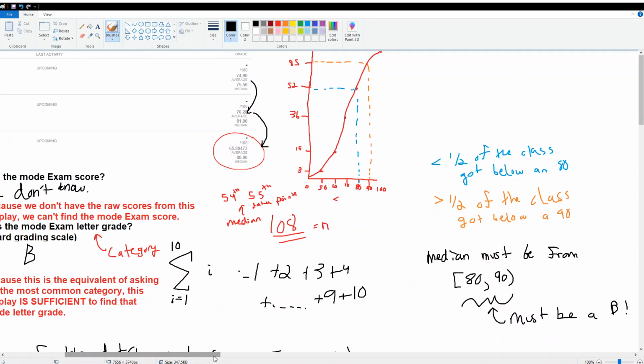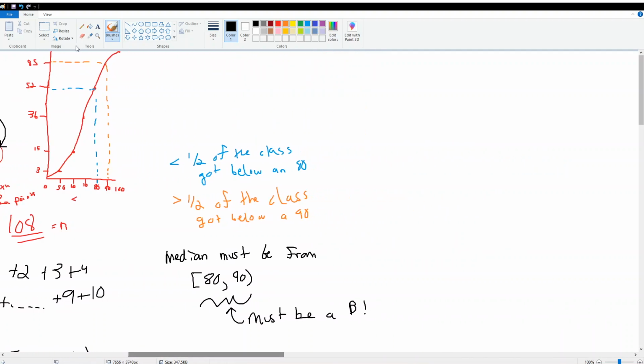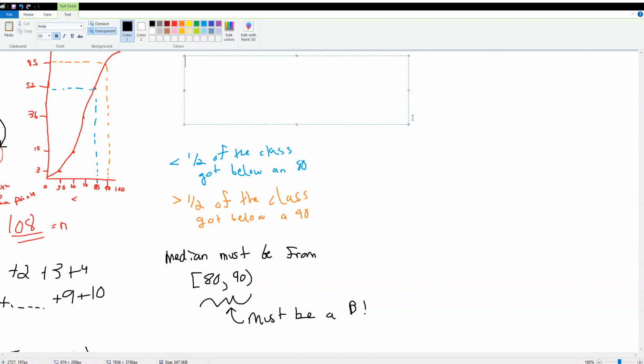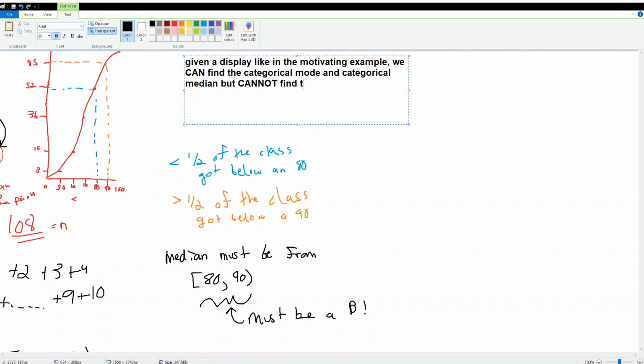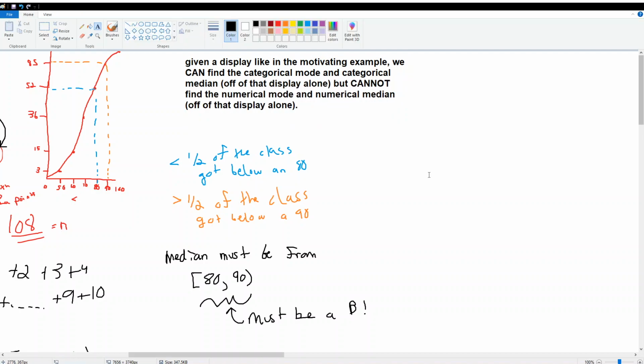So with the mode and the median, same idea. If we're just given, say, a histogram, we can find the categorical mode and the categorical median, but not the numerical mode or the numerical median. So I'll write that out up here for you. Given a display, like in the motivating example, we can find the categorical mode and categorical median, but cannot find the numerical mode and numerical median, in this case, off of that display alone. And this is important. I'll ask you a lot about it.